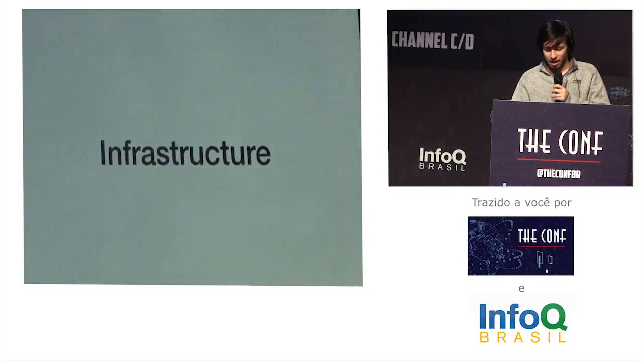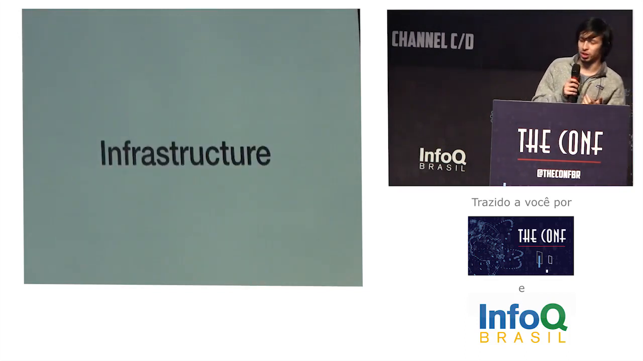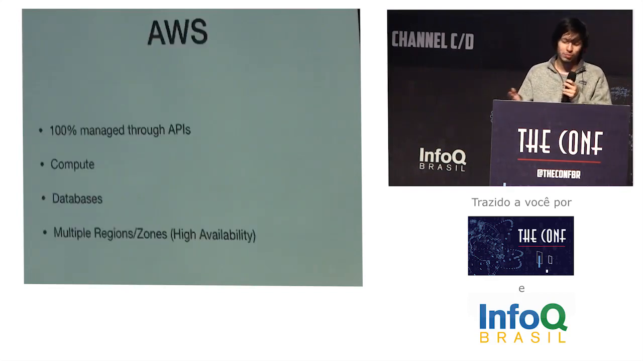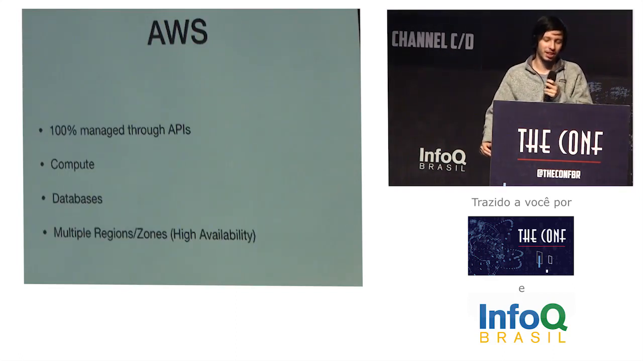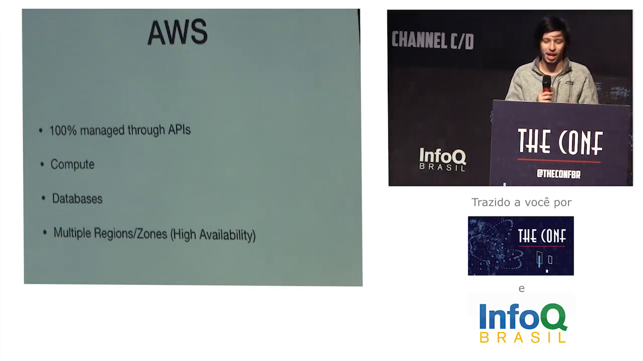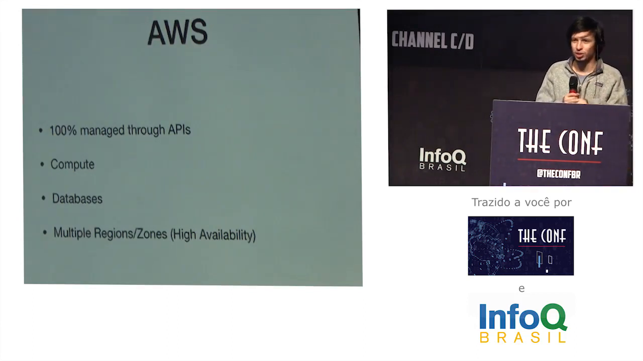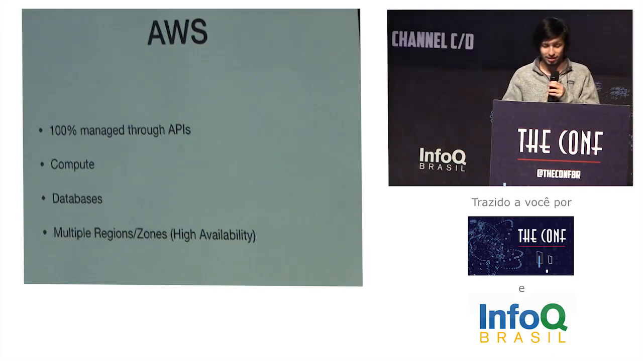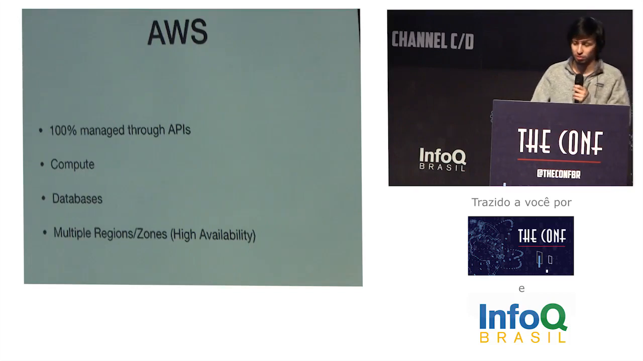So, how do we build our infrastructure? And why did we choose those tools for it? Well, AWS is pretty straightforward, actually, as we can do basically 100% of anything through APIs. It has support for compute, it has support for databases. We're not actually using RDS, the database service, but it has support for it. And we have high availability through multiple regions or multiple zones. In this case, we're just using multiple zones, but we could expand to multiple regions as well. It's just a little bit harder.